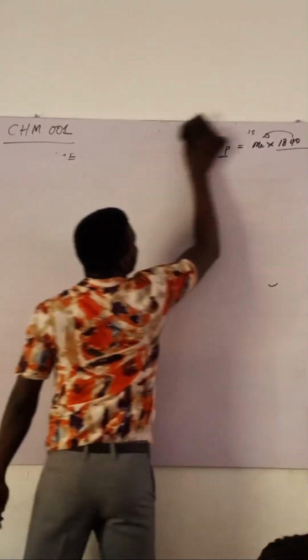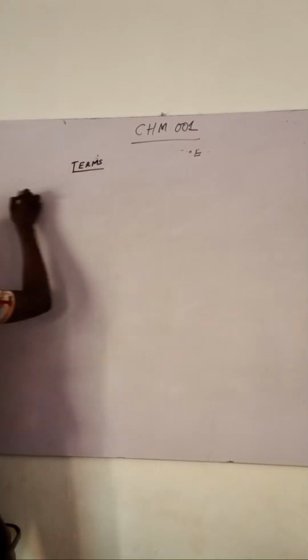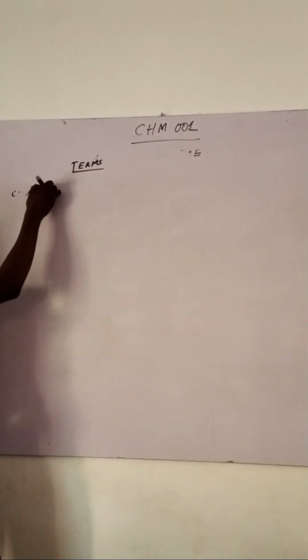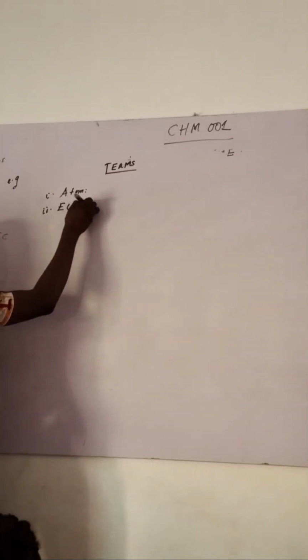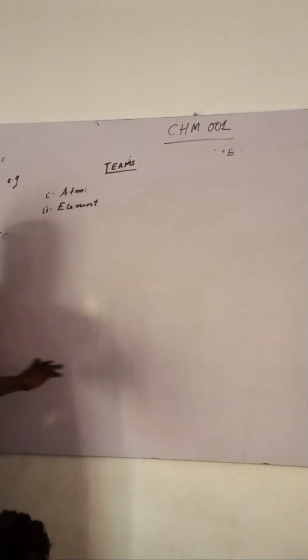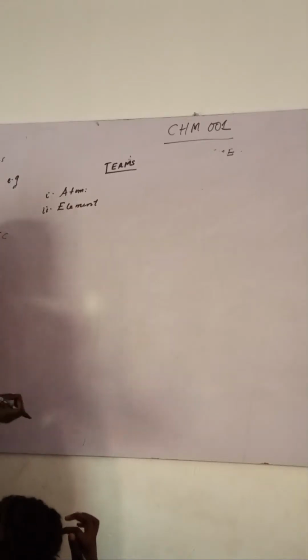So quickly, what are the terms you hear when you are talking about atoms? Number one, you have heard about the term atom itself. The smallest part of anything you have in the universe, that's your atom. Element is the smallest part of a substance that can take part in a chemical reaction and that cannot be further split into any smaller bits. That's your element. They will not ask you the definition in the exam.